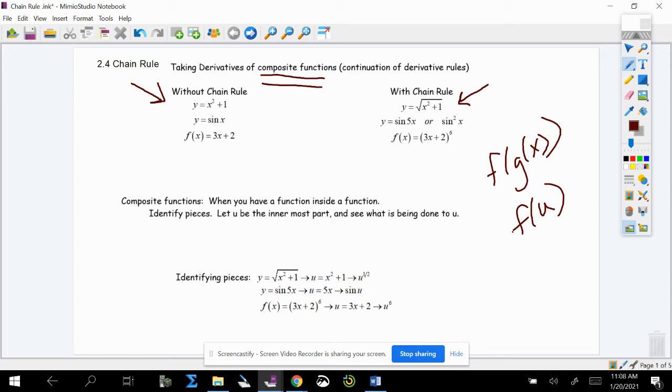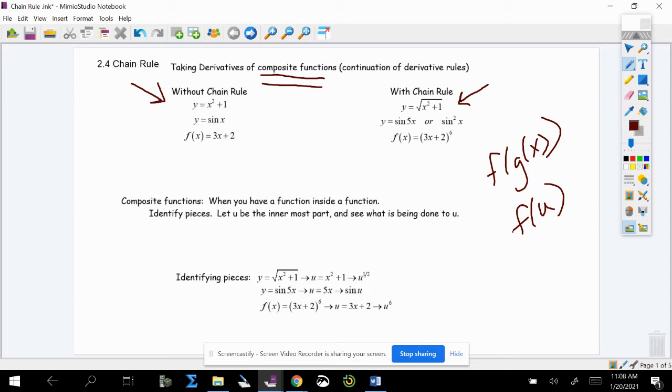So when we look at some of these ones at the bottom, when we talk about the inner piece and what's being done to it, when you look at the first one, the square root of x squared plus 1, that inner function is the x squared plus 1 piece. We call that the u, or the innermost function. And then what's being done to it is it's being square rooted, or it's being taken to the 1/2 power. So we have those layers that we're deciphering.